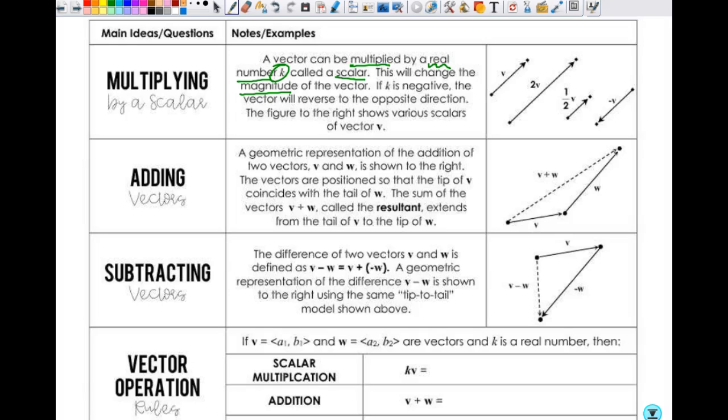The figure at the right shows that. So if this is v, then this is 2 times v, so it'll be twice as long. But it'll go in the same direction, same everything else. 1/2 will be half as long, and then the negative just makes it go in the opposite direction.